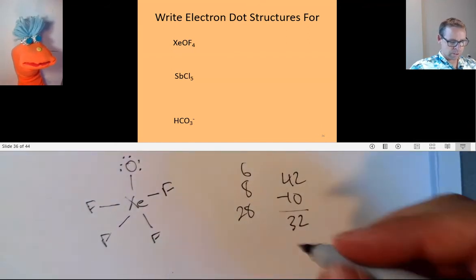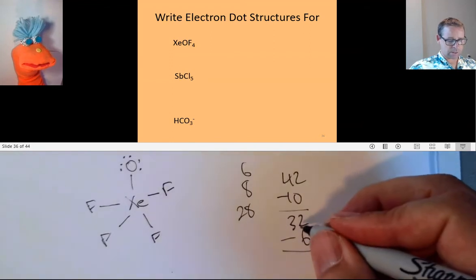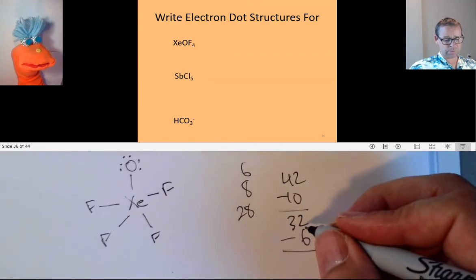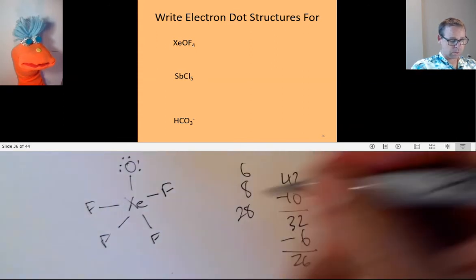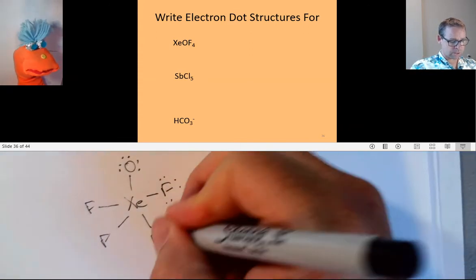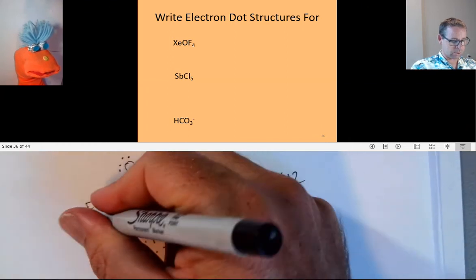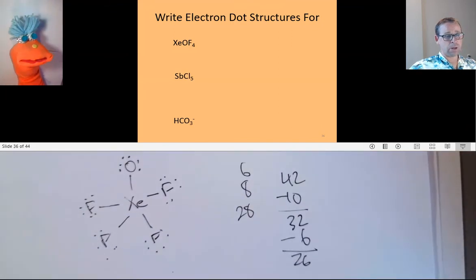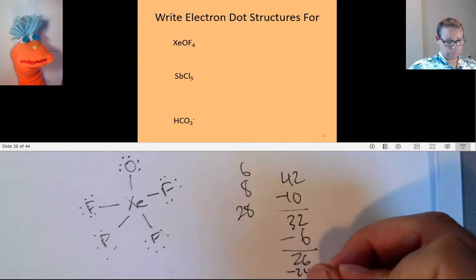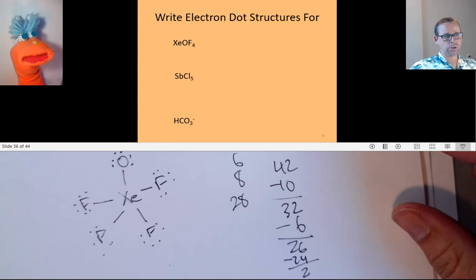All right. So I have 32. I just used 6. So now I have, let's see, 26 valence electrons left. 1, 2, 3, 4, 5, 6, 7, 8, 9, 10, 11, 12, 13, 14, 15, 16, 17, 18, 19, 20, 22, 23, 24. Like that. Now I have 2 more electrons. What am I supposed to do with those? I don't know. What do you do?